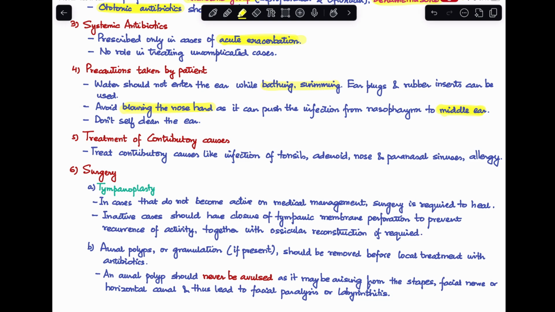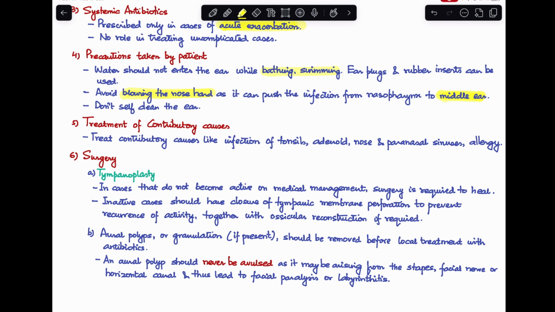Next, we come to the main part, which is the surgical part. Now in surgery, what we do is a tympanoplasty. Tympanoplasty is done in cases that do not become inactive on medical management, and in this case, surgery is required to heal the tympanic membrane perforation. And inactive cases should also have the closure of tympanic membrane perforation to prevent the recurrence of any activity, together with ossicular reconstruction if required. So basically we are restoring the hearing mechanism by repairing the tympanic membrane perforation, and also if there is any need for ossicular chain reconstruction, we also perform that.